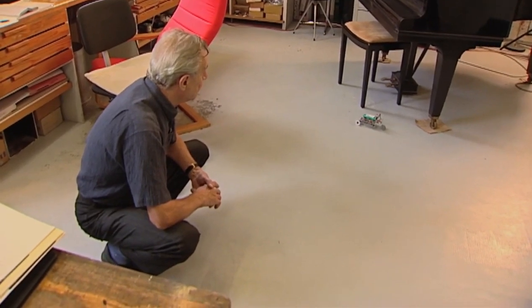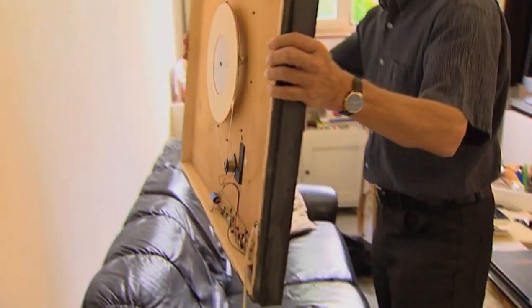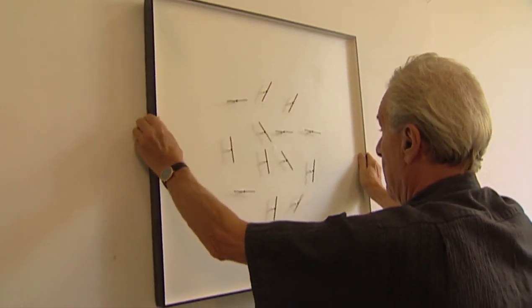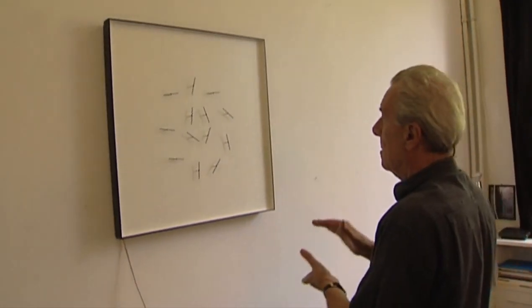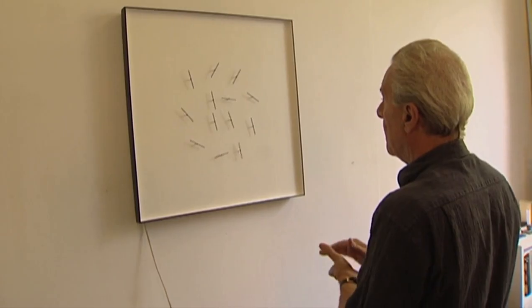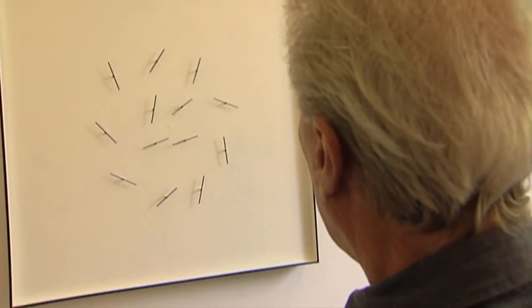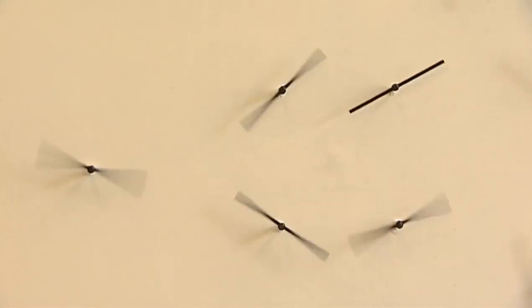I started with objects where mechanical elements changed on the canvas. For example, something rotated. Colors changed by light, which was behind the canvas.